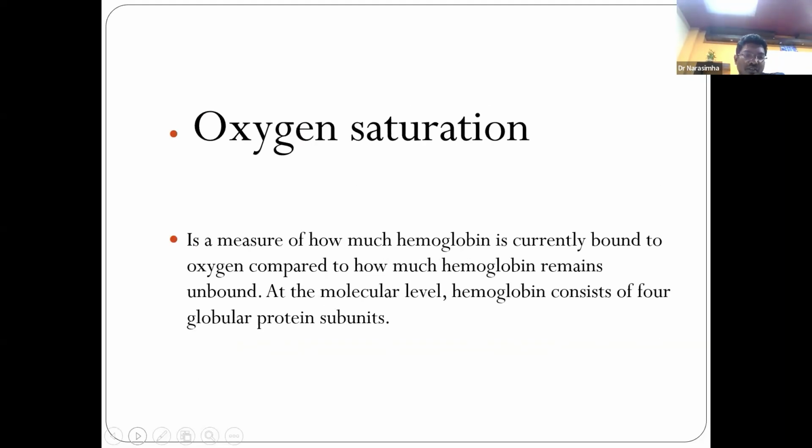So oxygen saturation is a measure. I told you FiO2 depends on the fraction of oxygen present in the gaseous mixture. Now saturation depends on the hemoglobin levels, because hemoglobin is where the oxygen comes and binds. As everyone knows, there are four globular proteins. So whatever oxygen we provide through FiO2 will go and attach to the hemoglobin, and that will lead to a saturation point. That's the reason we check the saturation. So saturation depends upon hemoglobin, and FiO2 depends upon the percentage of oxygen present in the gaseous mixture.